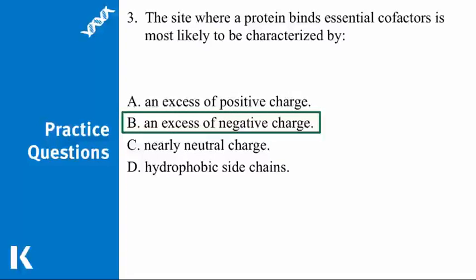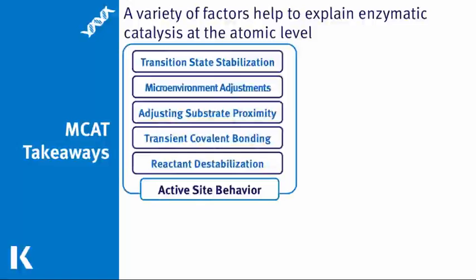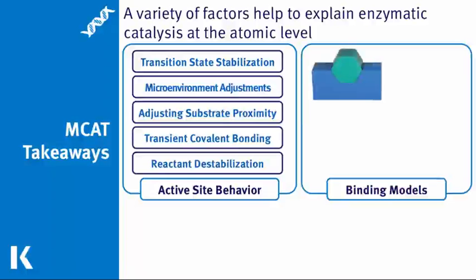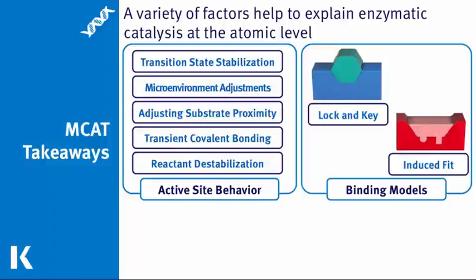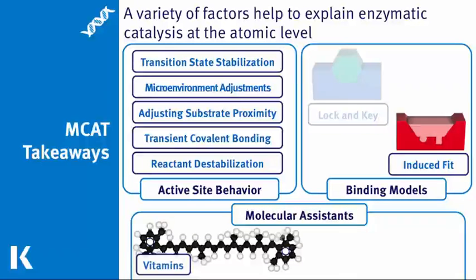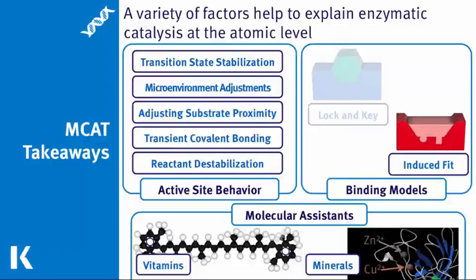B is correct. Because most cofactors are metal cations, it makes sense to have a negative charge on their binding site. To recap, there are 5 ways enzymes can catalyze a reaction that you should review for test day, all of which reduce activation energy. Regardless of the catalyzation method, there are 2 binding models to care about: lock and key and induced fit. But lock and key isn't as good as induced fit, so focus on induced fit for test day because it has more scientific support. Finally, enzymes need helpers, and those helpers come in the form of both vitamin coenzymes and mineral cofactors.